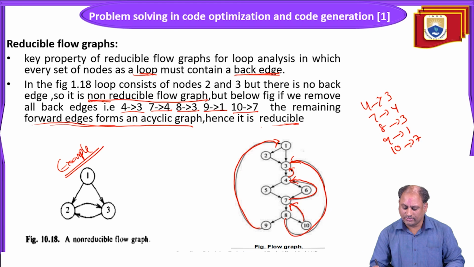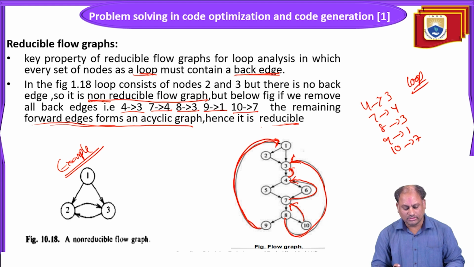These edges are forming a loop, that is, so this is to be avoided, and we remove all the back edges. The remaining are all forward edges. This is a back edge, that means this is from 9 to 1. This is 8 to 3. Those are backward edges. So that is how we make a non-reducible flow graph reducible.